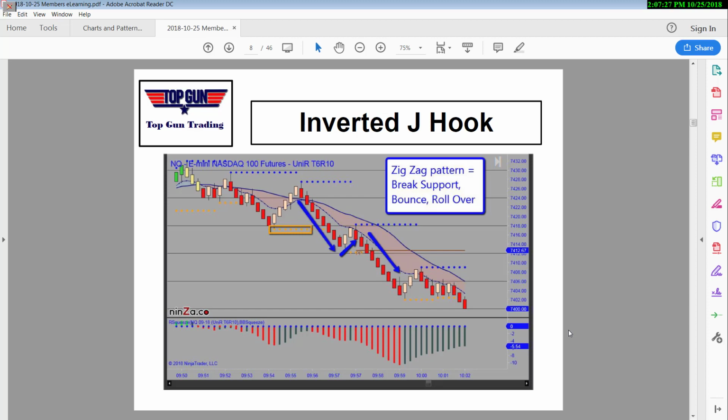Okay, there's the inverted J hook. That's basically the opposite. For every rise, there's basically a fall, and what it is, it drops.